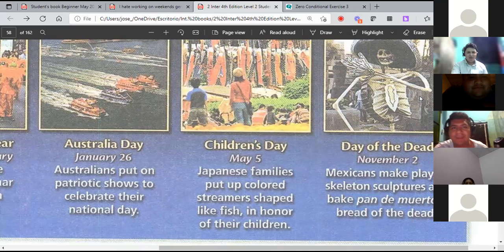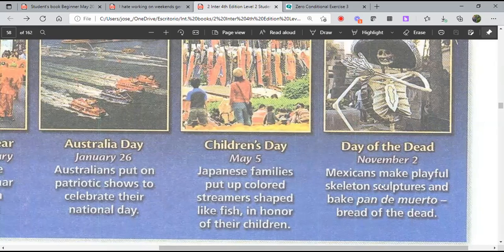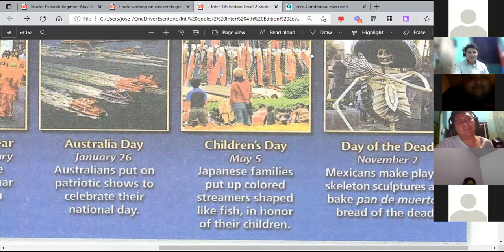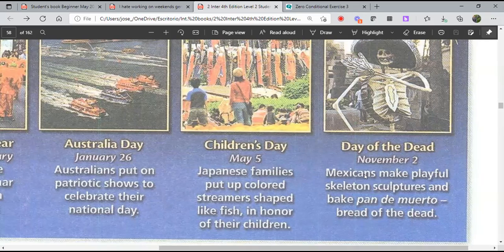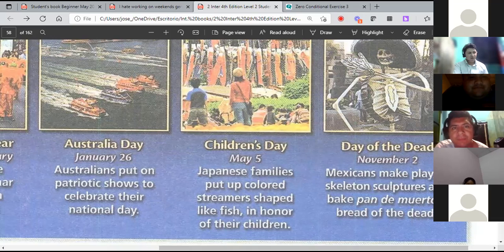Have you eaten pan de muerto, Miss Claudia? Yes, many times, sí. Right? Is it good? Yeah, it's delicious. So I can see that. Delicious. Nice. With chocolate, nice. All right. Yes, that's interesting. Is it the same bread that they put in the movie Coco? Yes. Okay. It's the same one.